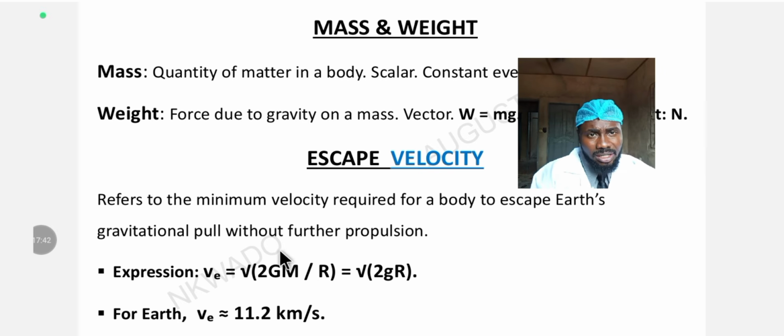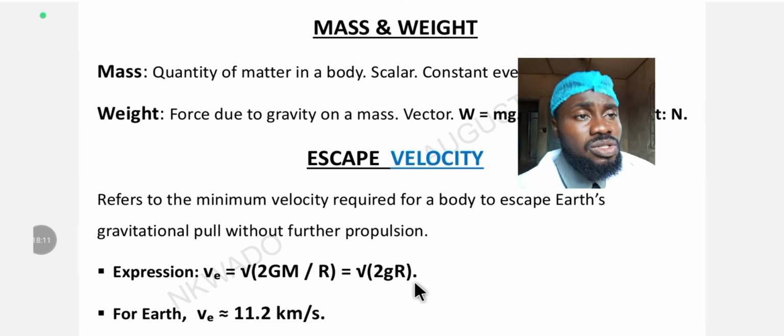For example, if you are given force of gravity, that shows it is this formula that you are going to use: V is equal to root of 2GM over R, R being the radius of the Earth. But if you are not given mass, neither gravitational force, maybe you were just given acceleration due to gravity and the radius of the Earth, then use this one to get your answer.